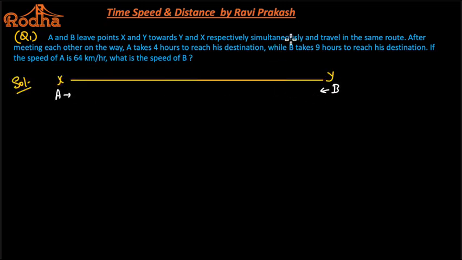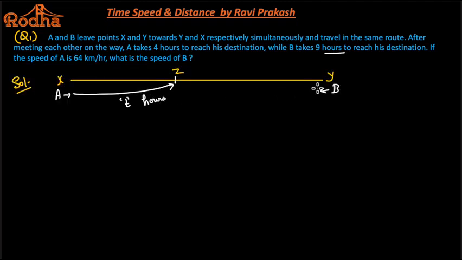Now it says that after meeting each other on the way, A takes 4 hours to reach his destination. Both have started simultaneously, right? So let's say, for example, they meet somewhere here at Z, है ना? मान लो Z पे यहाँ पे meet किए. If they are meeting at Z, this is A's path here. A has taken T hours to reach this point, because the data is in hours, so I can take T hours here.